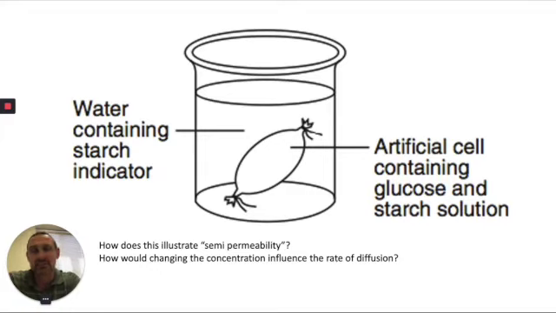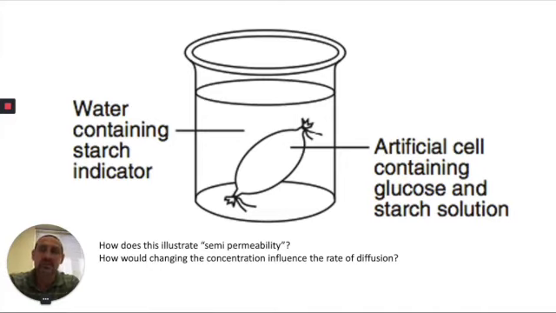In this little experiment, we're going to see exactly that. So we put a semi-permeable membrane around a sugar and starch solution. We put that into water with some iodine. We can see how the high concentration of sugar and starch would mean that those molecules are leaving that artificial cell and entering the water.